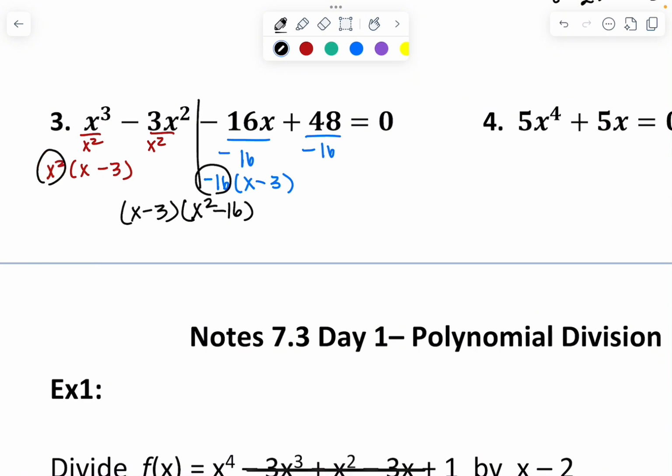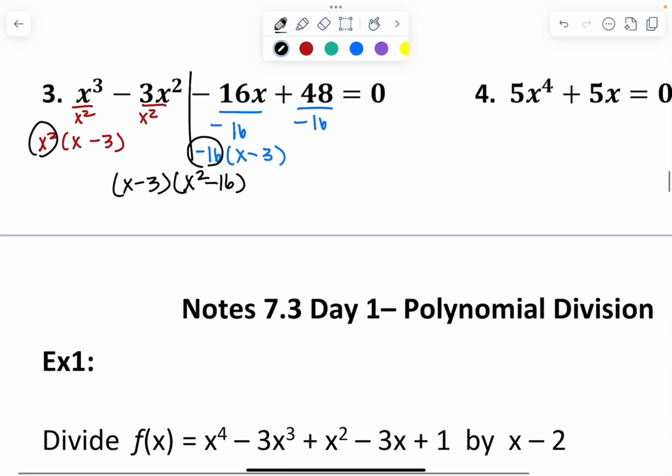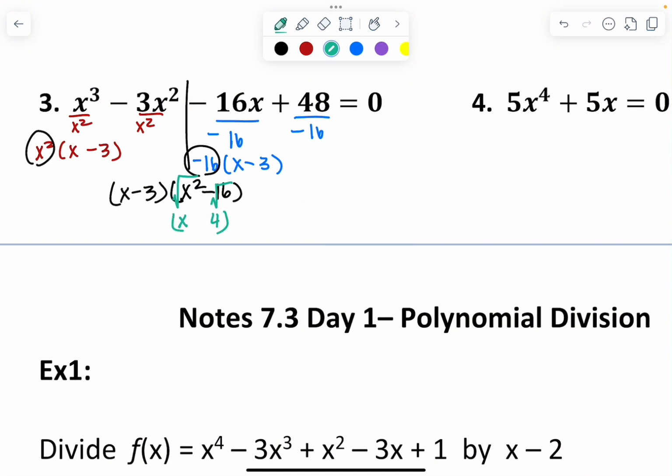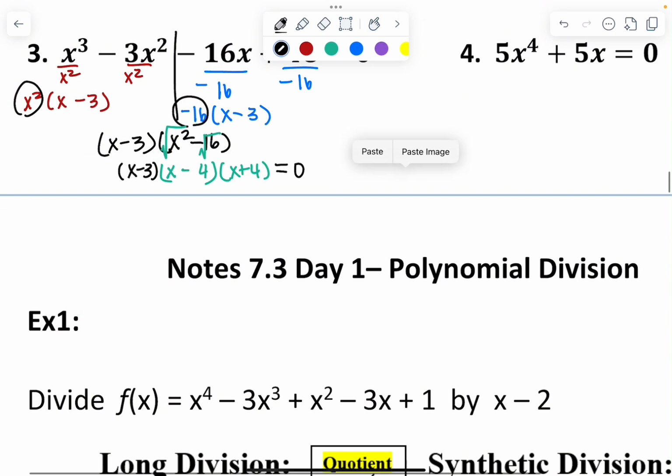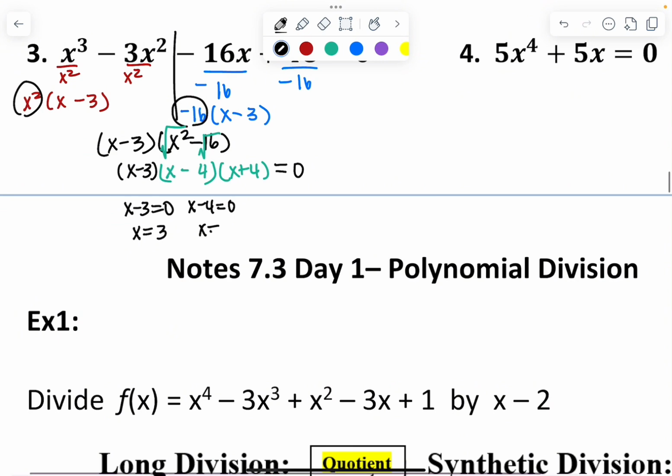Just collecting the outside in order. And so this quadratic is actually a difference of squares. Square root of x squared is x. Square root of 16 is 4. And so that factors to x minus 4, x plus 4. And so it's really nice when we can get to all linear factors. It makes it really easy to solve. So all of this still equals 0. And then when we set our factors equal to 0, we get x equals positive 3, x equals positive 4, and x equals negative 4.